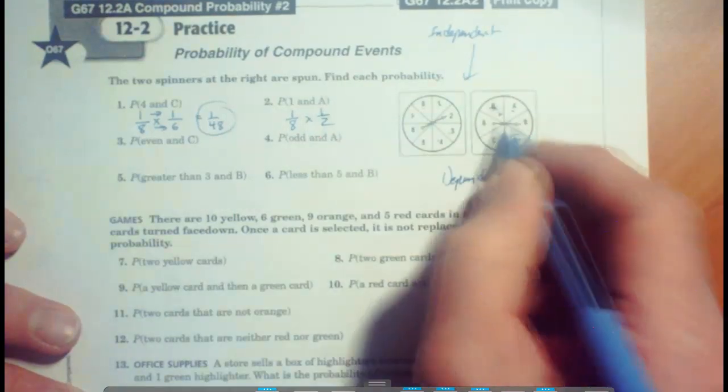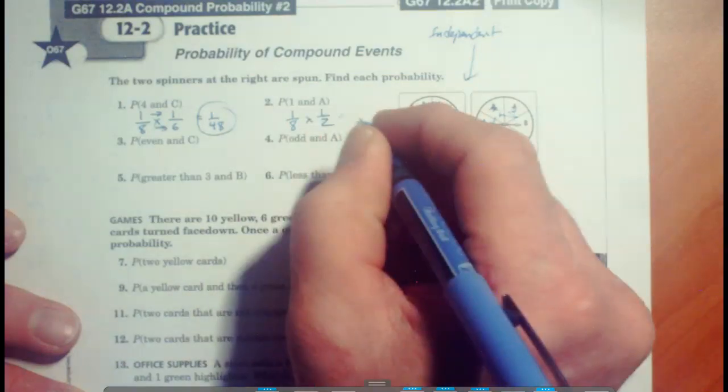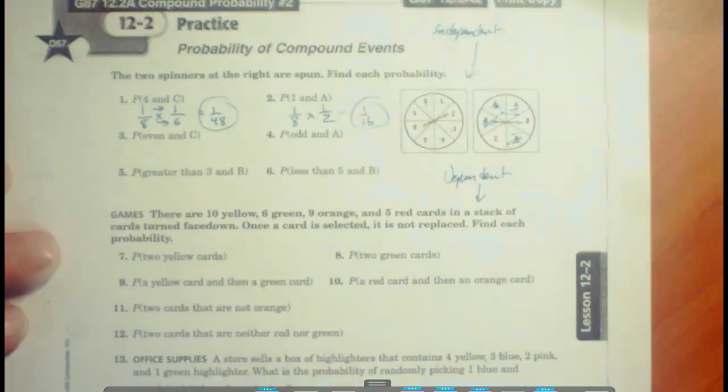Here are the 3 A's. So we can multiply straight across. Can't reduce because of the 1's on top. And we have a 1/16 chance. So a much, much better chance of getting a 1 and then an A. And that makes sense because there's 3 A's.